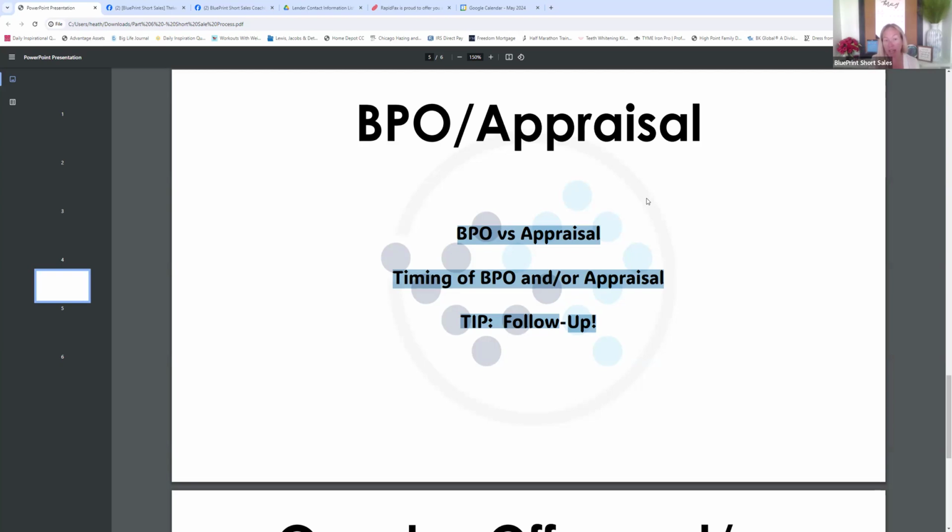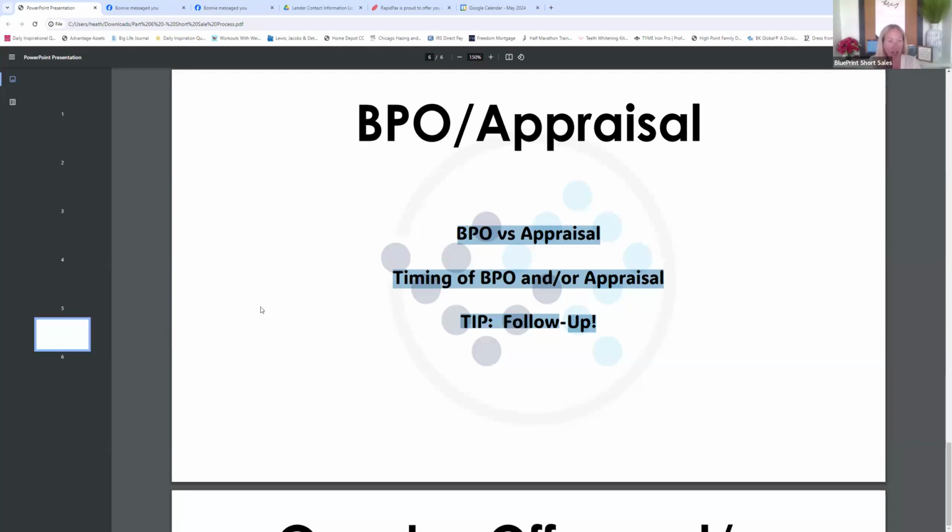Now, not every single bank will go off of a BPO. There are some that do, but they mostly base their value off of the appraisal. But for whatever reason, they have to have both on file sometimes, probably for quality control purposes, I'm guessing. Oh, thank you. You're welcome.